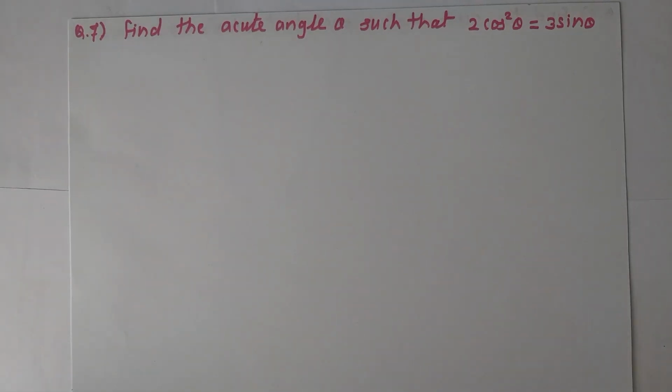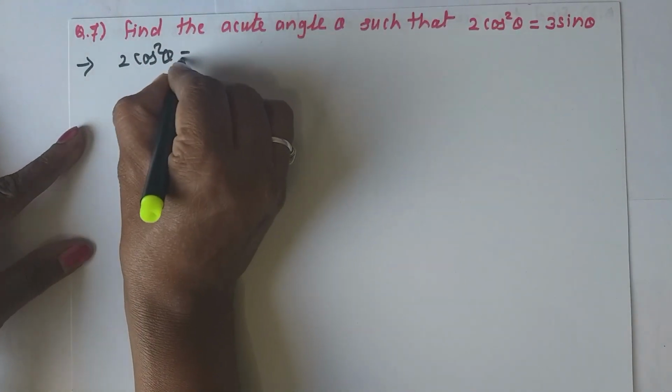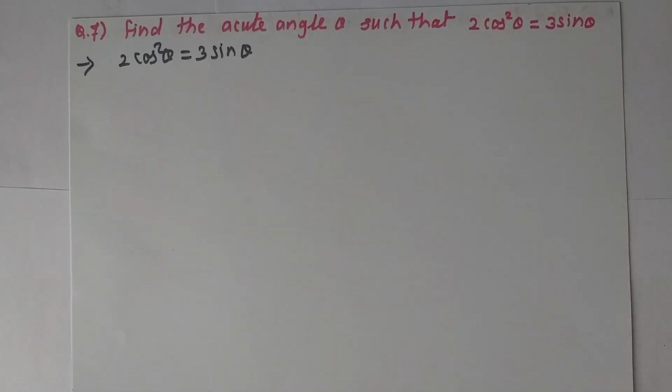Find the acute angle theta such that 2 cos square theta is equal to 3 sin theta. You write down in the solution equation as it is. 2 cos square theta is equal to 3 sin theta. Here we have to find the angle, and here one of the function is sine, another function is cos. You convert either sine into cos or cos into sine.